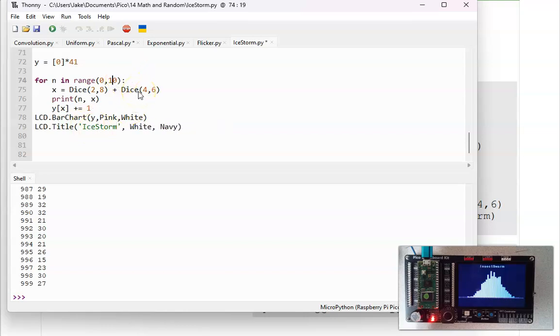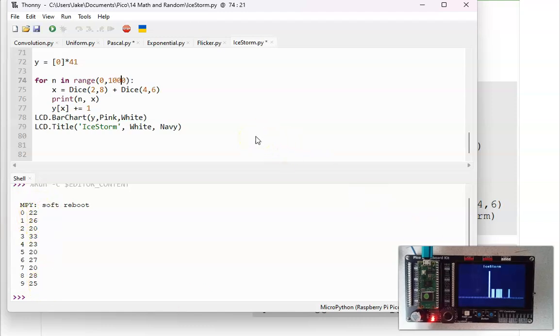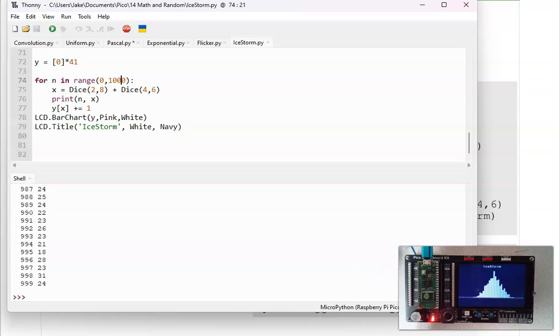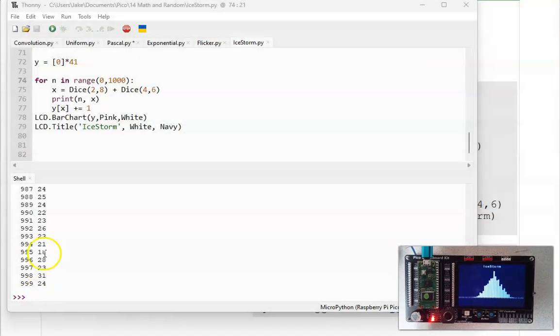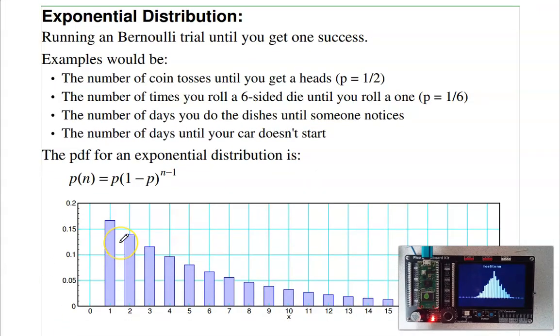If I do that, cast 10 Ice Storm spells. Here's how much damage I did, and a bar chart. Cast 1,000 Ice Storm spells. That's the damage versus frequency. So that's the uniform distribution. Kind of useful in rolling dice.